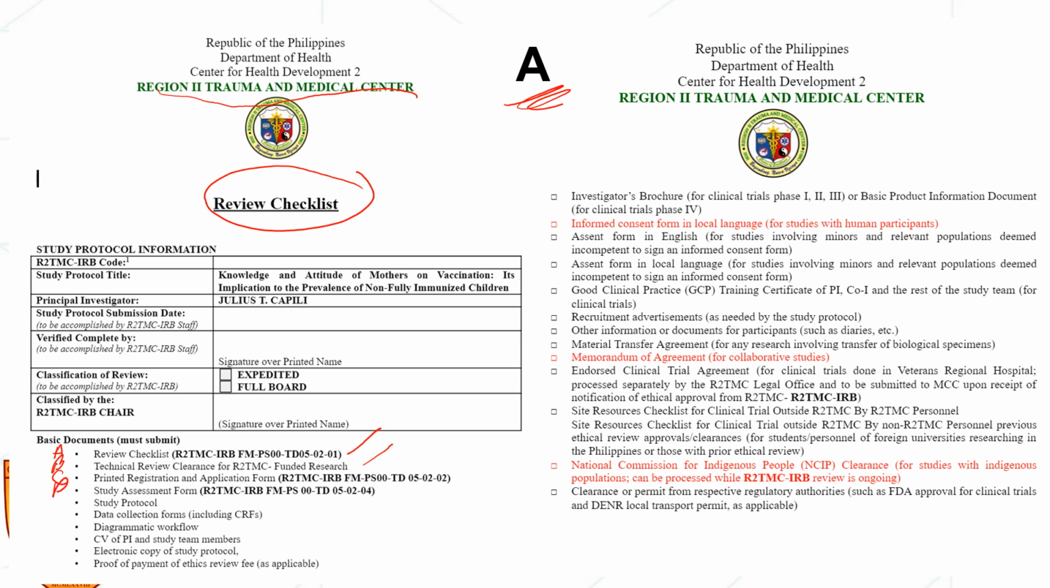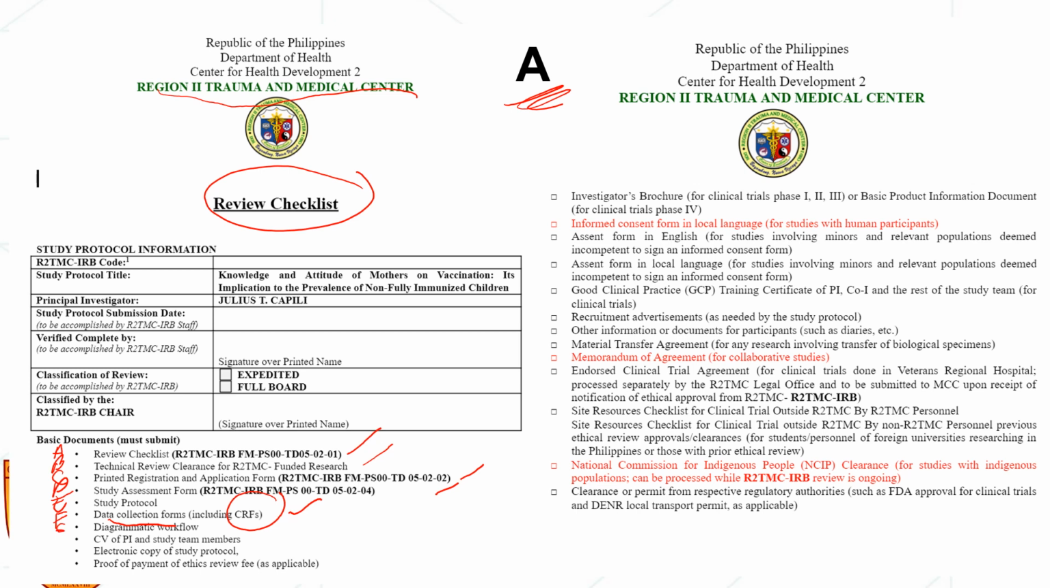Letter D is the study assessment form. There's a form also for that. I will show that later. Letter E is your research proposal itself, chapters 1 to 3, your study protocol. Letter F will be data collection forms, which includes your CRFs. There's also a tool for this, but data collection forms are your review questionnaire, survey questionnaires, your interview guides, your observation checklist. These are the data collection forms.